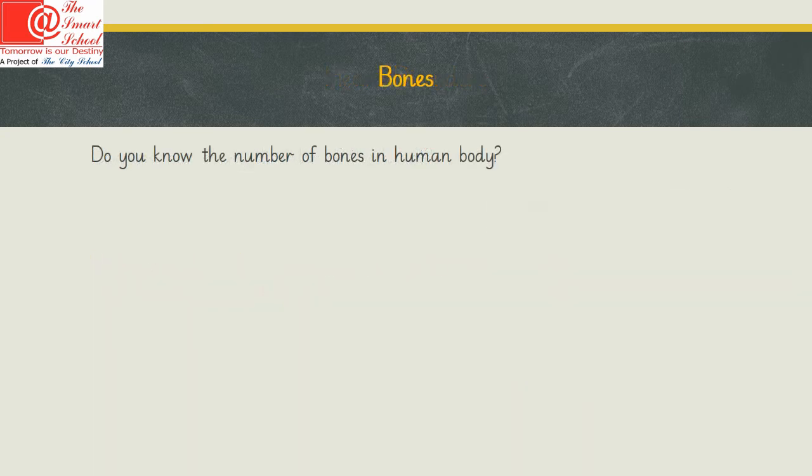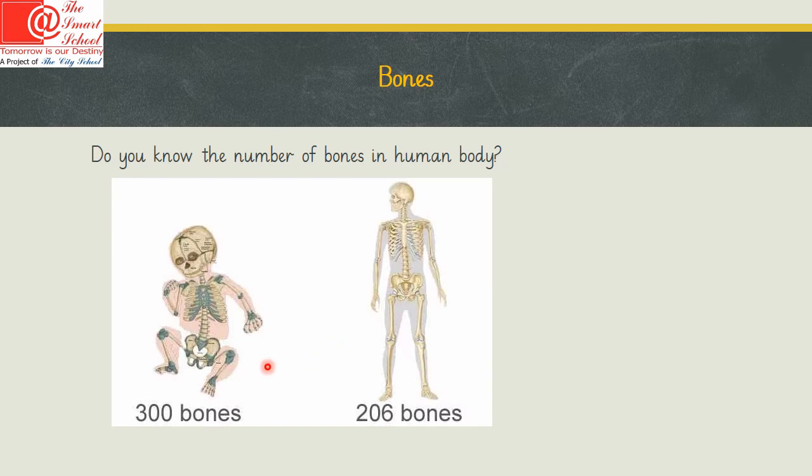Bones. Do you know the number of bones in the human body? You may be surprised to know that babies have 300 bones in their skeleton, while adults have only 206 bones. Do you think of a reason why?